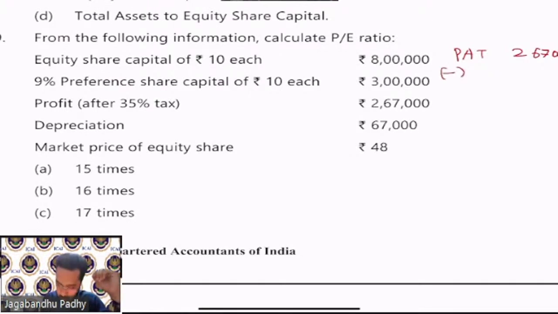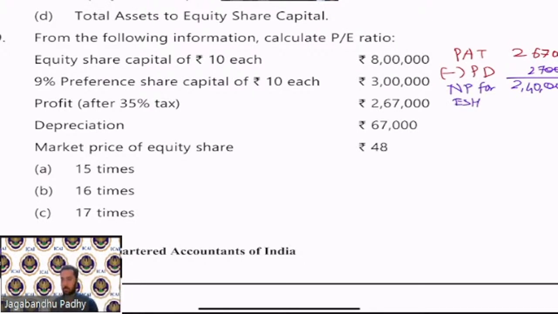From that we need to reduce the preference dividend. Now that preference dividend will be 9% of 3 lakh. 9% of 3 lakh, it means 27,000, right? That's 27,000. We have 2,40,000 as net profit for equity shareholders. 2,67,000 minus 27,000 will be 2,40,000. That's the net profit for equity shareholders.